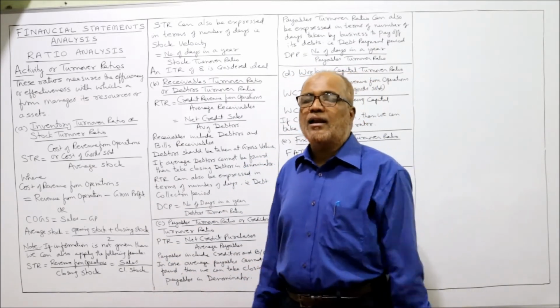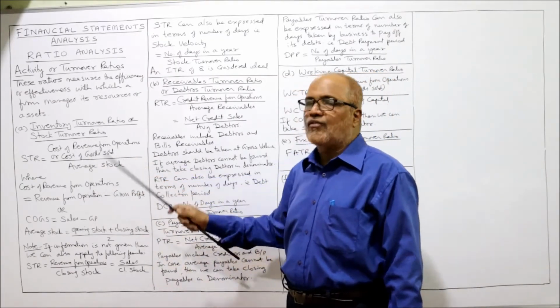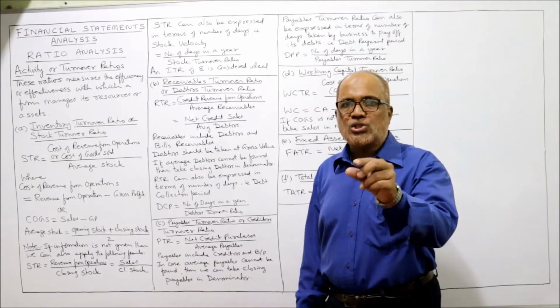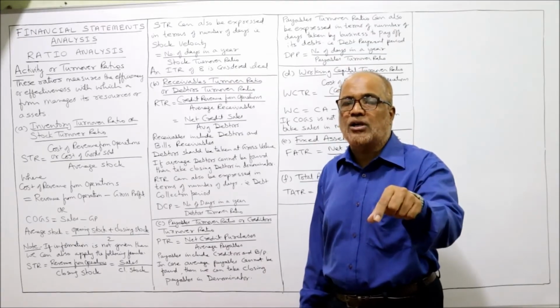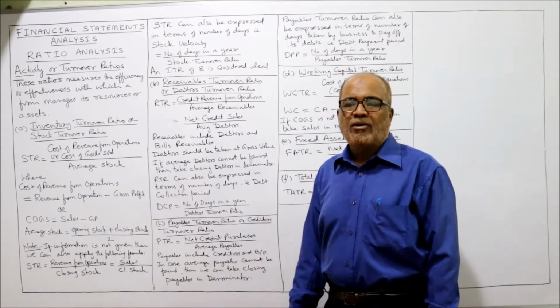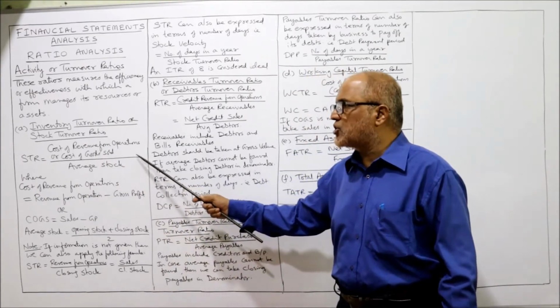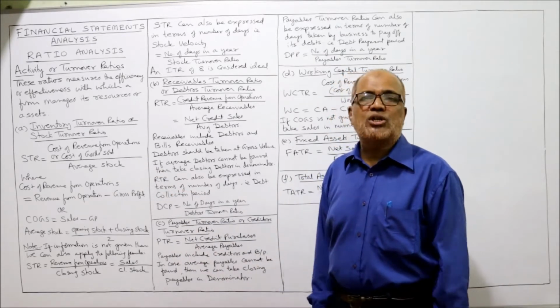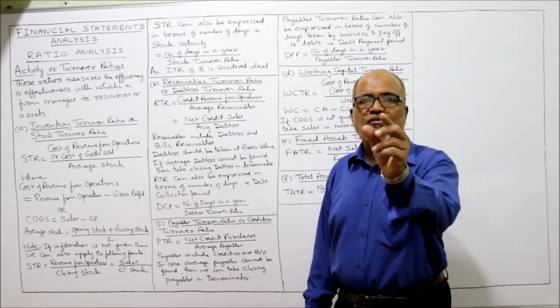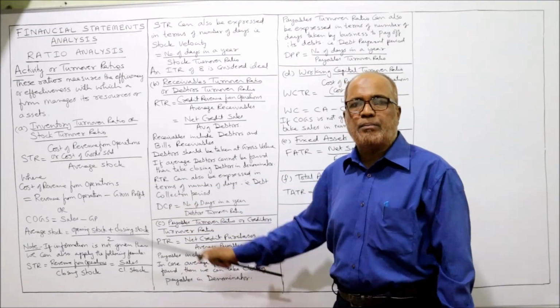Now how to calculate the stock turnover ratio? The formula is cost of revenue from operations, or in simple words cost of goods sold, divided by average stock. Cost of goods sold divided by average stock, or cost of revenue from operations divided by average stock.